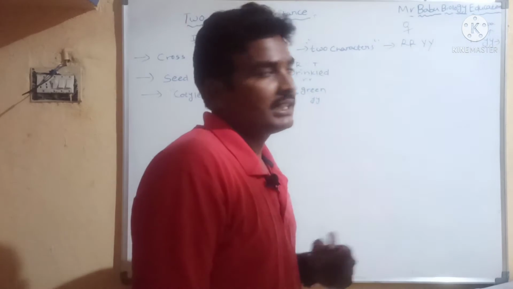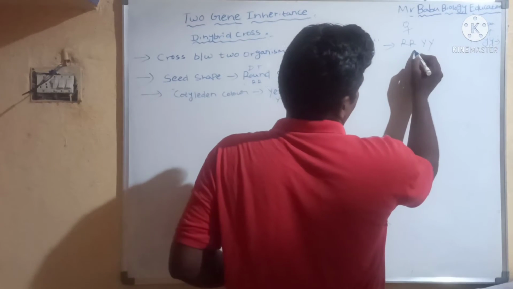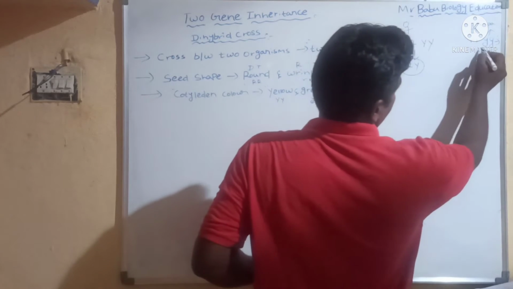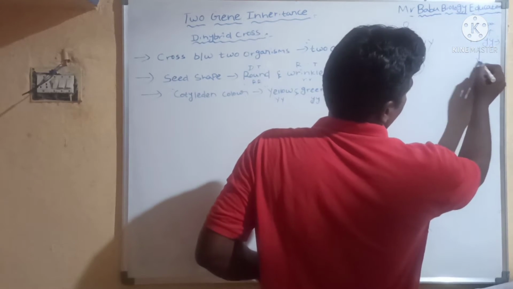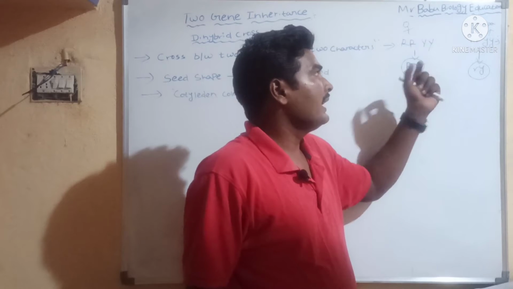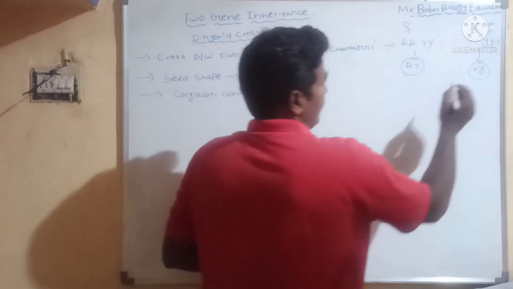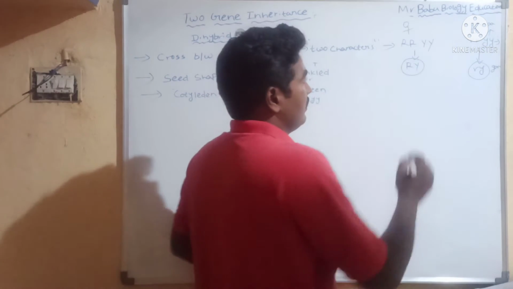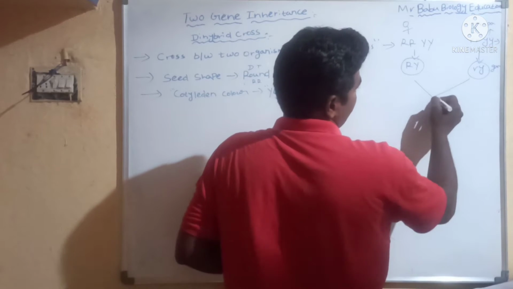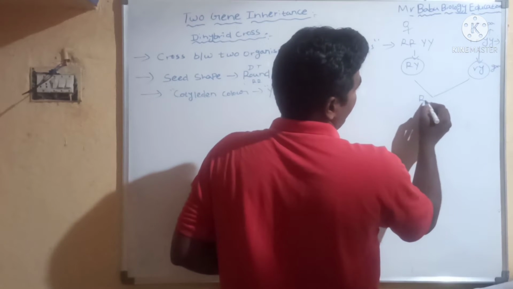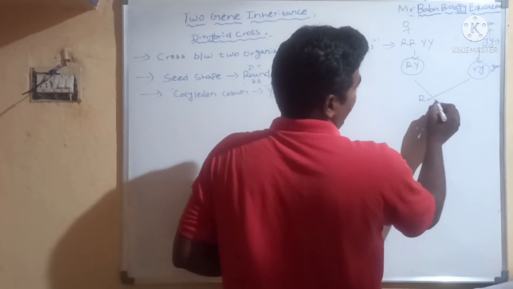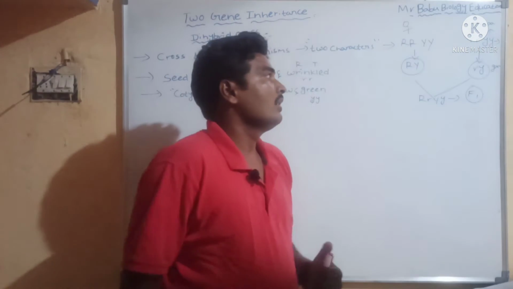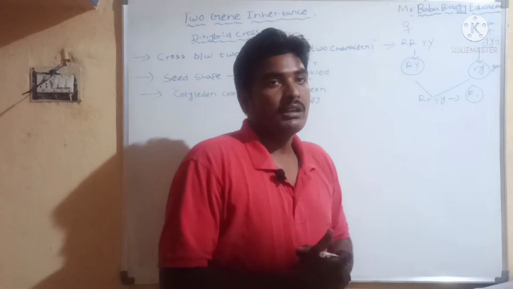The parents release gametes during meiotic division. Capital R, capital Y is one gamete, and small r, small y is the other. When these gametes fuse, we get the F1 generation, capital R small r, capital Y small y. This is the first filial generation.